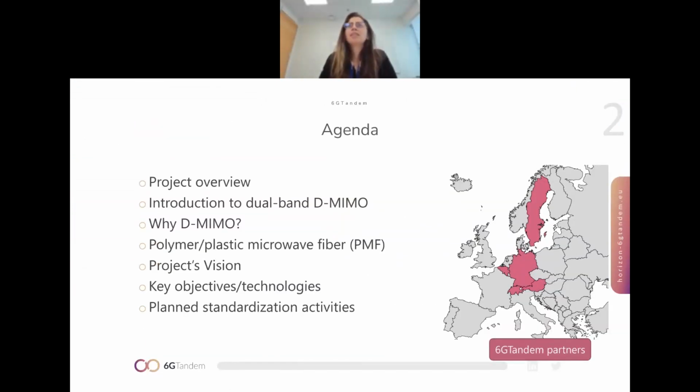So on the right-hand side, you see this map representation of the 6GTandem partners. We are from Sweden, Germany, Austria, Belgium, and Switzerland.